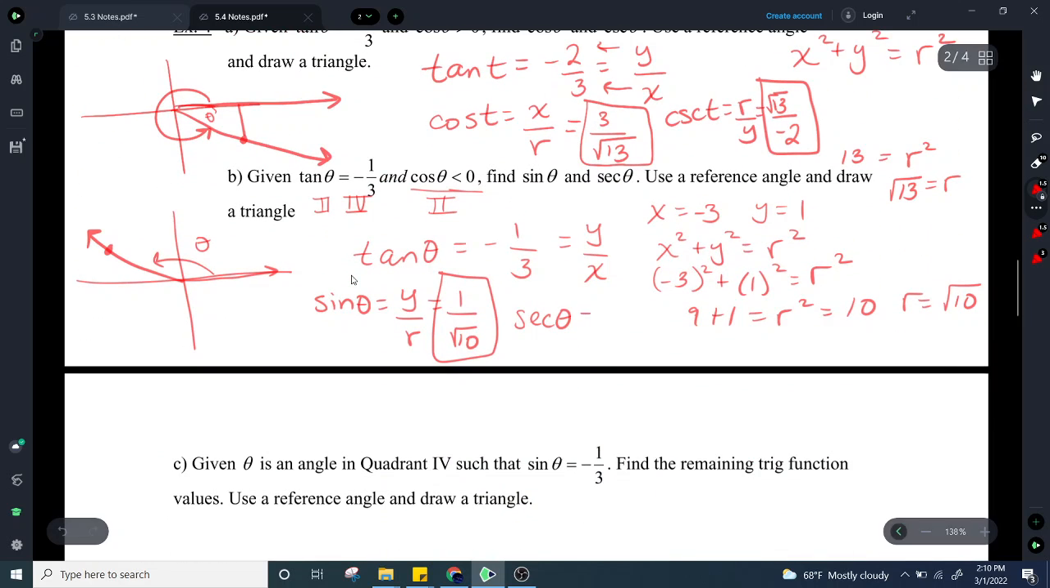So secant is going to be r over x. Remember, r was the square root of 10, and x we said was -3. So secant is going to be the square root of 10 over -3.